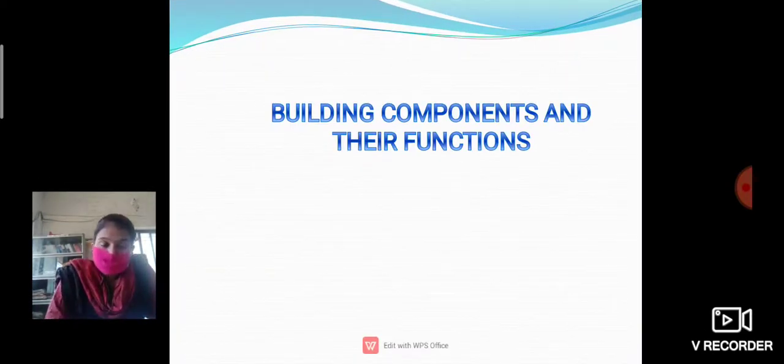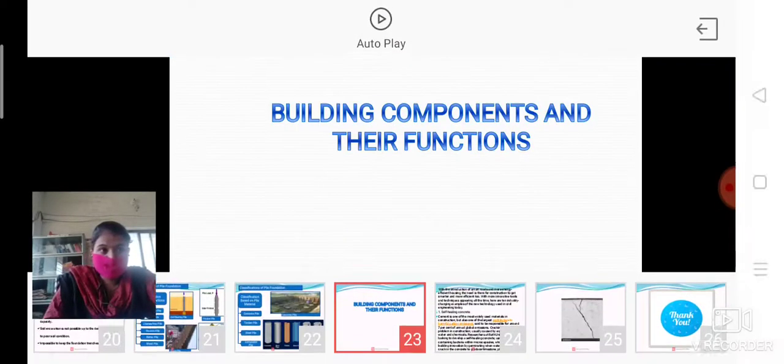What are building components? In the superstructure, what are the building components? In the superstructure: wall, slab, column. If it is a load bearing structure, then wall. If it is a frame structure, then columns. Then slabs, beams, lintel, sill, parapets, staircase, everything above the ground level is called superstructure components. And then below the ground level, what components? Foundation, plinth filling, these are contained in substructure components. Then there are different functions.